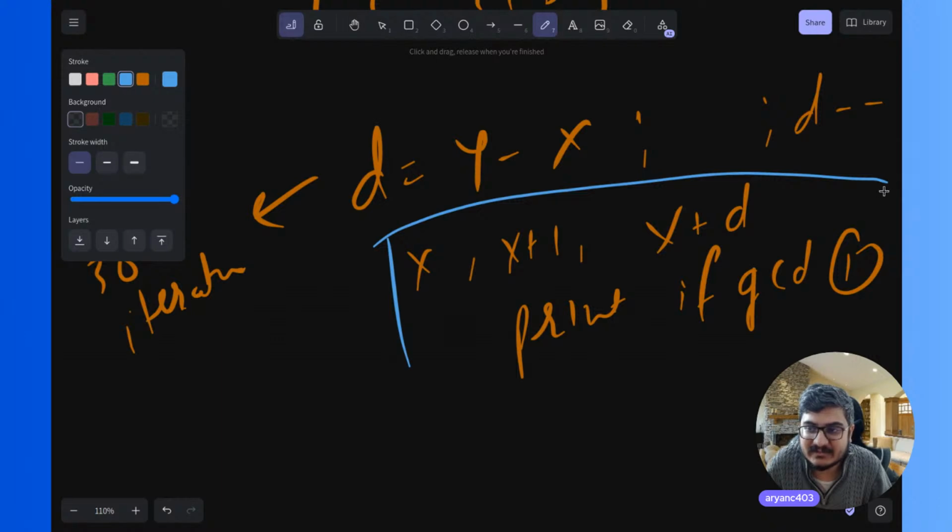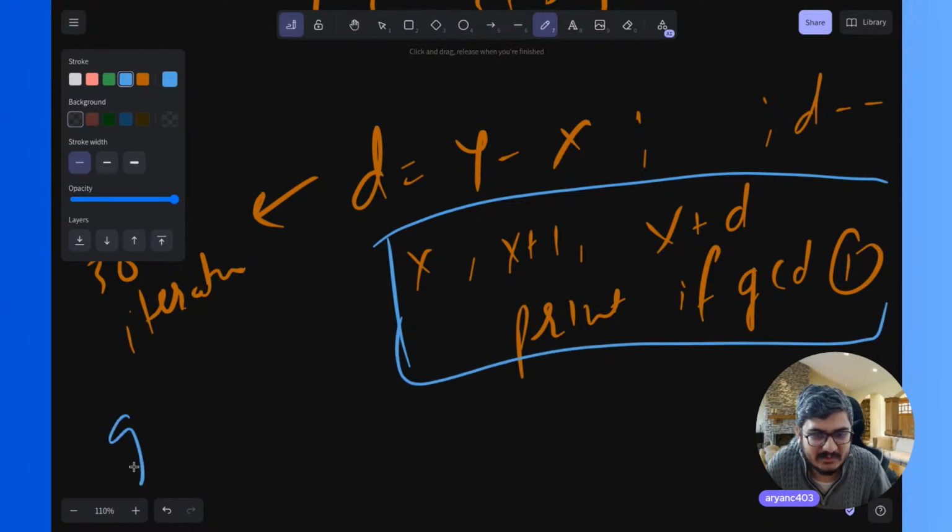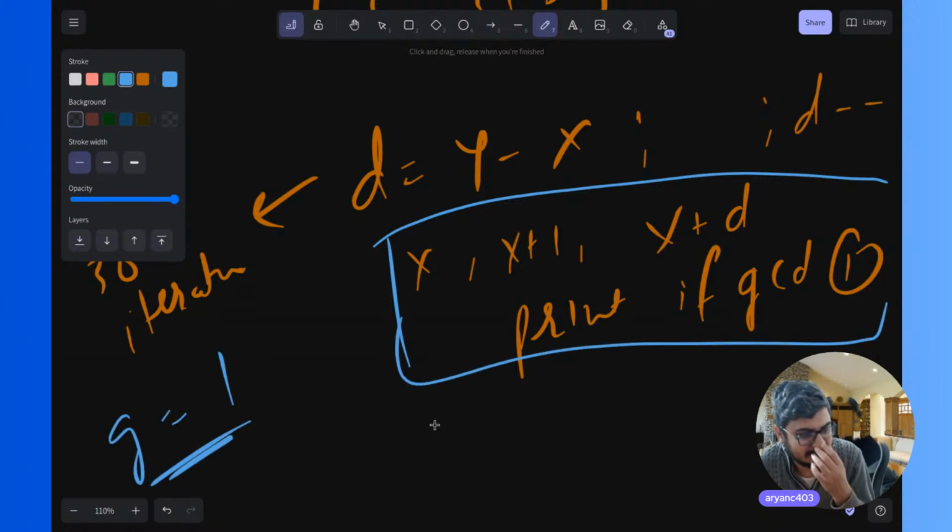Right now, remember that I am solving for the GCD equal to one case, not the other cases. I am just solving for G equal to 1 right now. And the strong result I have proved is that when you look at the first 30 differences, you will definitely find one pair with GCD 1 here. Any questions on this?